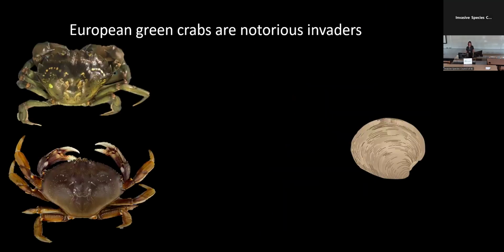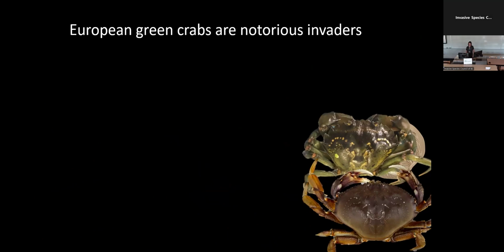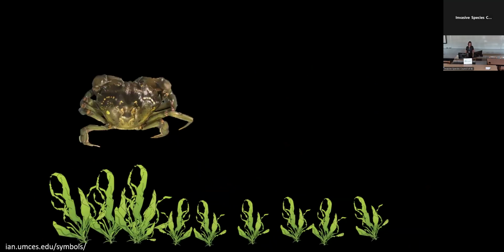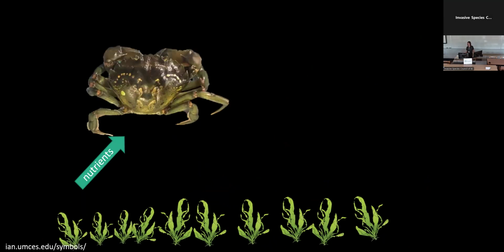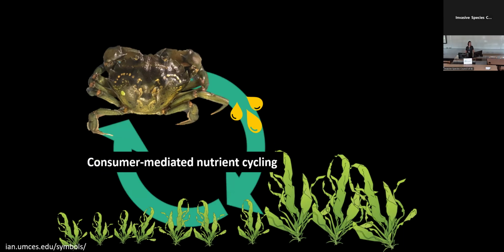And across their invaded range, these really horrible invaders are also pretty great at outcompeting native species, which overall makes them pretty undesirable. And again, as I've said, they're on that top 100 list of worst invaders. However, as green crabs consume and assimilate nutrients, they're also excreting metabolic waste in the form of ammonium. And ammonium is an excellent form of fertilizer and is actually the most preferred type of nitrogen for producers to uptake. And so this completes the cycle termed consumer-mediated nutrient cycling. And I wondered if this might actually be a potential positive effect of these otherwise pretty horrible crabs.